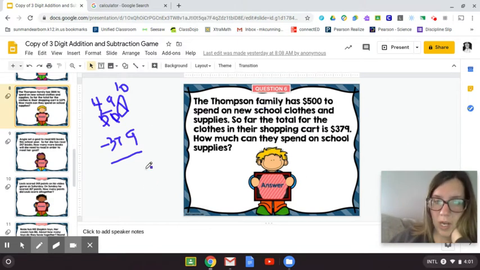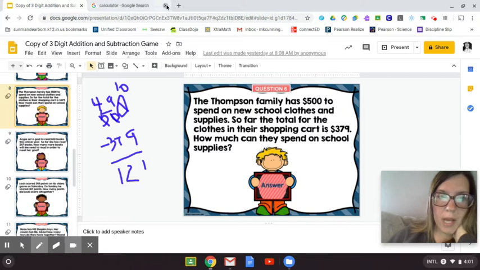So 10 minus 9 is 1. 9 minus 7 is 2, and 4 minus 3 is 1. And I went ahead and checked it on a calculator to make sure because it was kind of confusing me too. But here's what I would do.